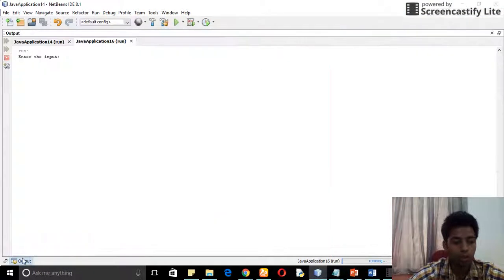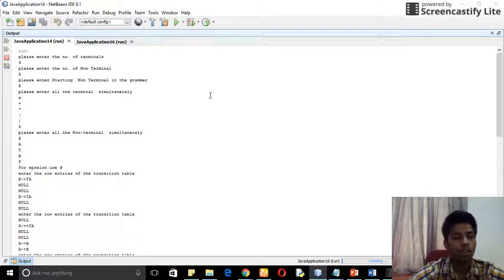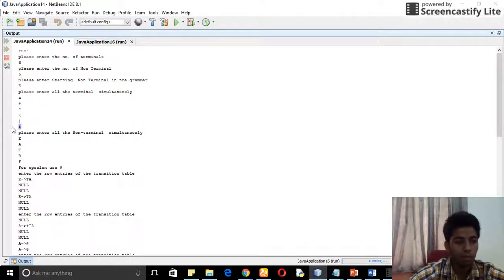I already ran the output, because the input is also very lengthy. Please enter the number of terminals: I am entering 6. Please enter the number of non-terminals: I am entering 5. Please enter the starting non-terminal in the grammar, that is E. Please enter all the terminals: a, plus, star, brackets, ending with dollar.